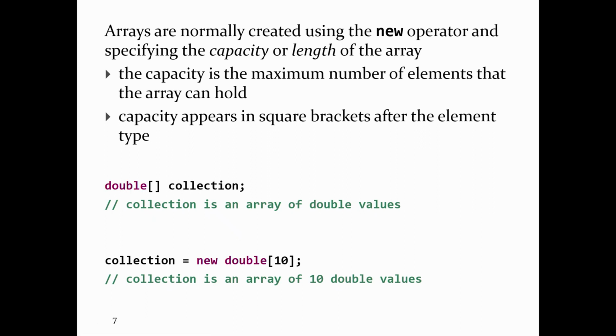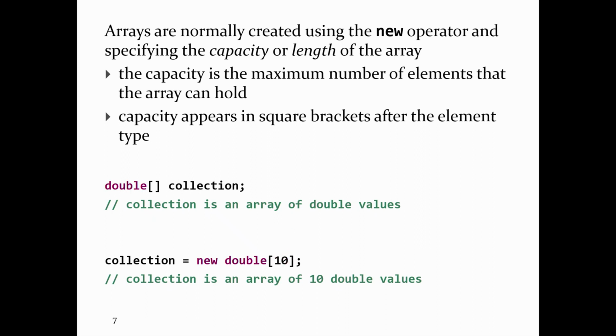Okay, so to make an array, you use what's called the new operator. And you say how big the array is. So to actually make an array that collection can refer to, you write collection equals new. I want an array of double, so I write double. Then I write the square brackets and say how long the array should be. So this says that collection refers to an array of 10 double values.